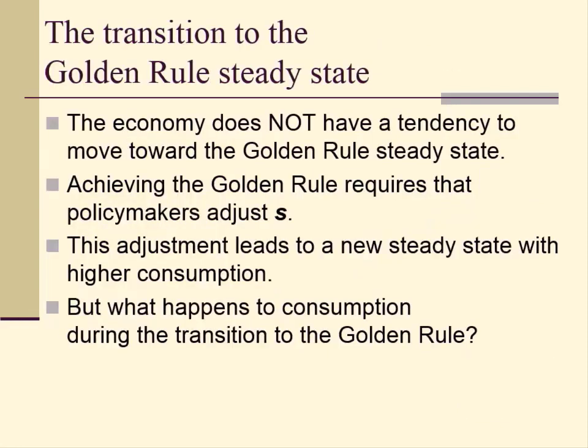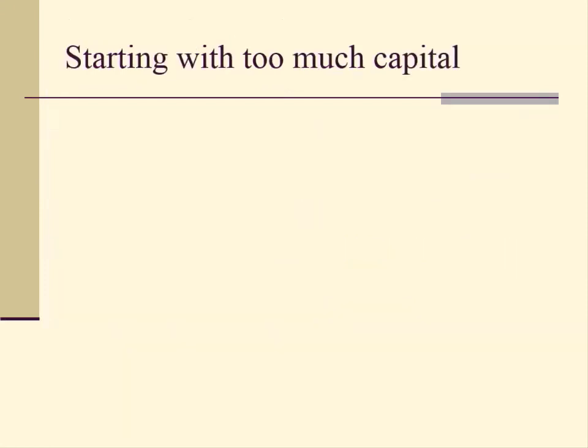Now let's look at the transition to the golden rule steady state. That is, the economy does not have a tendency to move toward the golden rule steady state, and achieving the golden rule requires that policymakers adjust the saving rate, and this adjustment leads to a new steady state with higher consumption. But you might be interested in what might happen to consumption during the transition to the golden rule. There are two cases possible. Let's look at the first case.